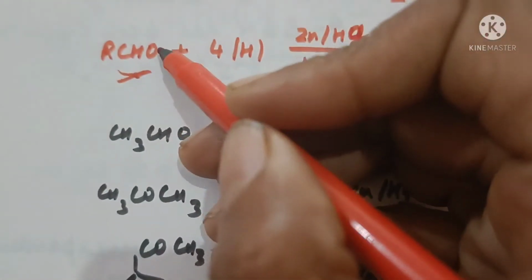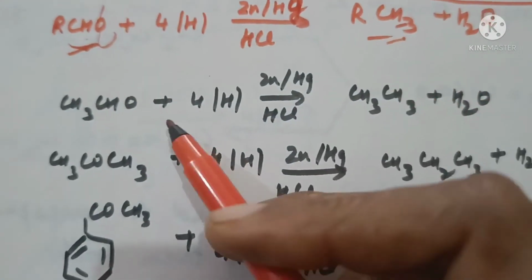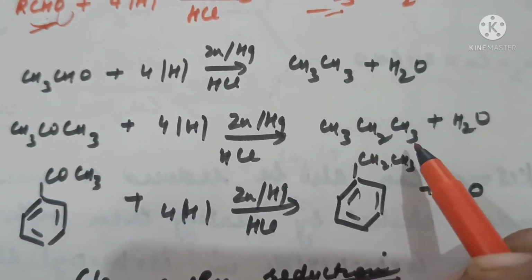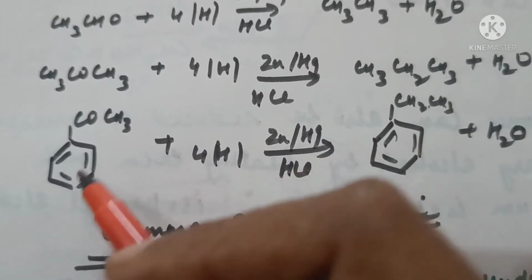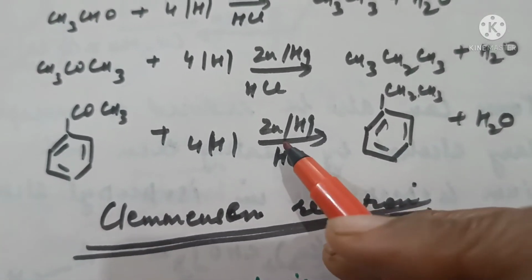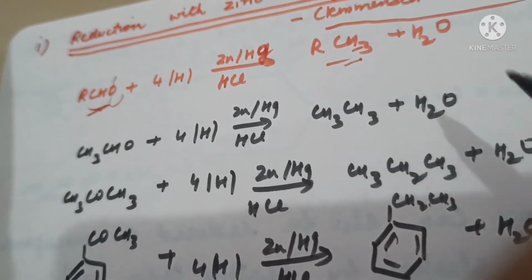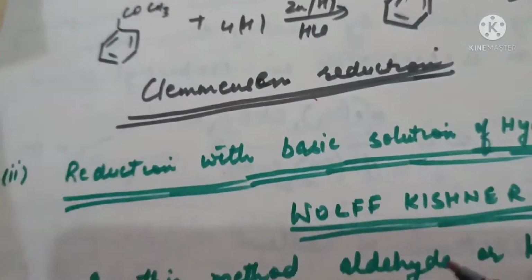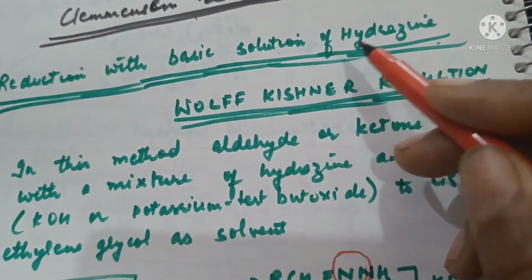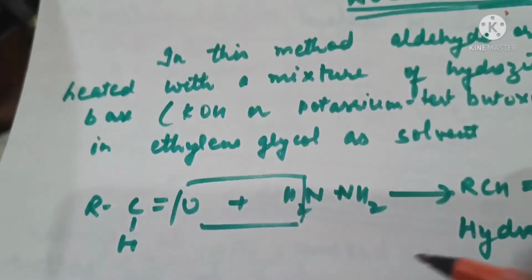Of the 4 hydrogens, 2 will be used in making water and 2 hydrogens to form the alkane. For example, acetaldehyde will form ethane, acetone will form propane, and acetophenone will form ethyl benzene. The reaction is called Clemmensen reduction, with zinc, mercury, and hydrogen chloride. Then we can also reduce it into a hydrocarbon with a basic solution of hydrazine. Then it is known as the Wolff-Kishner reduction reaction.